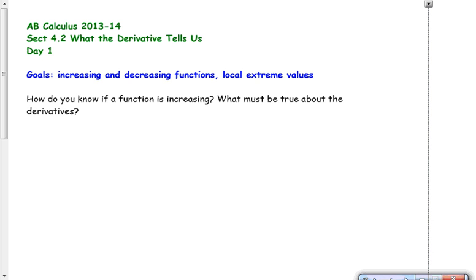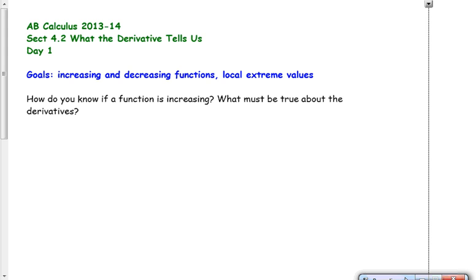We are at 4.2, and 4.2 is all about what the derivative tells us. Now, I'm going to emphasize this a lot. You have to demonstrate why these things work. You have to answer the question, how do you know, on a regular basis to get points on the AP exam. You must demonstrate using words or symbols that you know what you're talking about. And I'm going to highlight some of those things as we go through here.